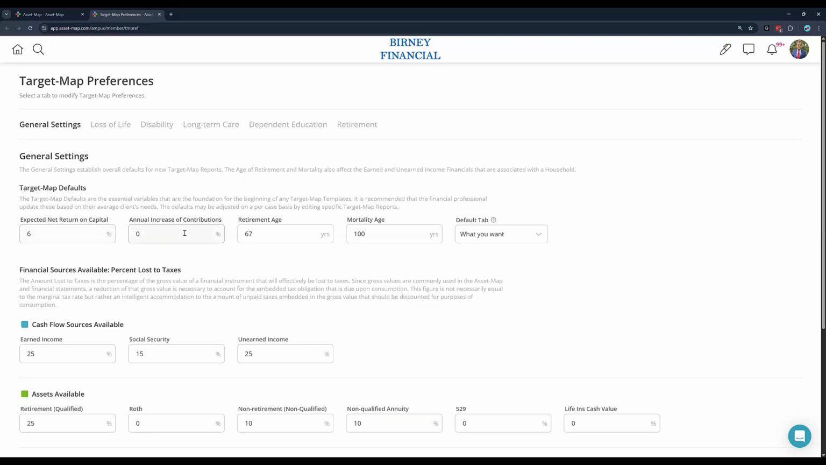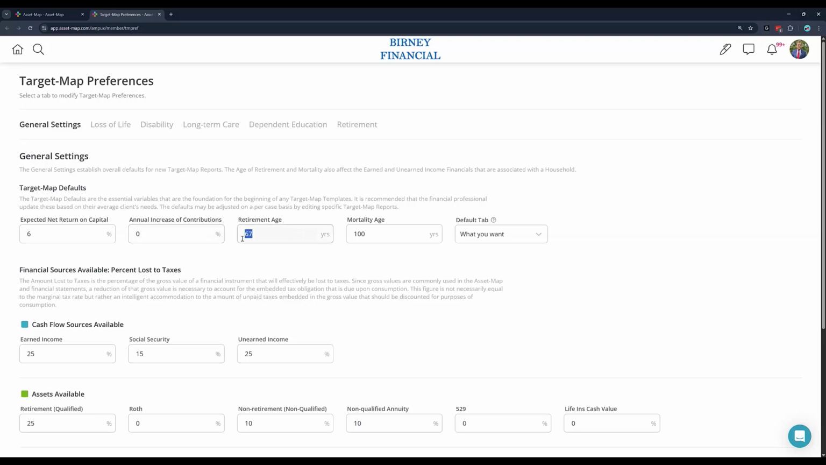Annual increase amount of those contributions, those cash flows, I tend to put 0 here because I have pensions, Social Security, retirement contributions, side hustles in retirement. They all have different rates of increase. Let's put 0 here and take care of those individually as they come up.